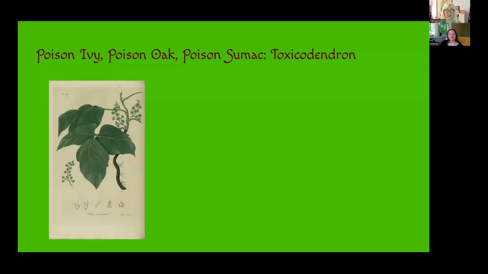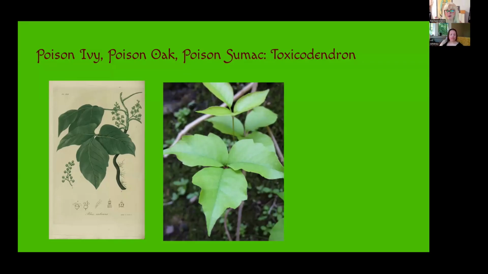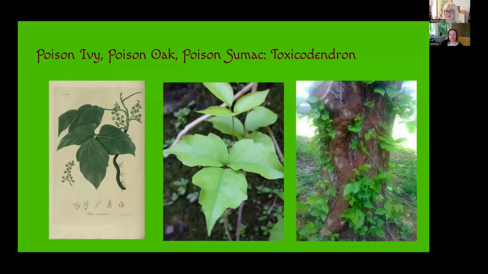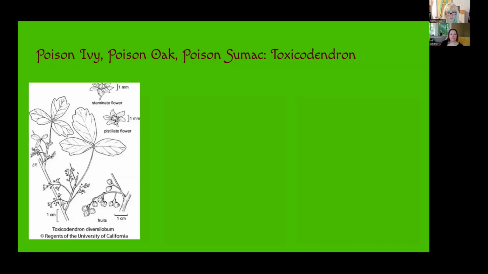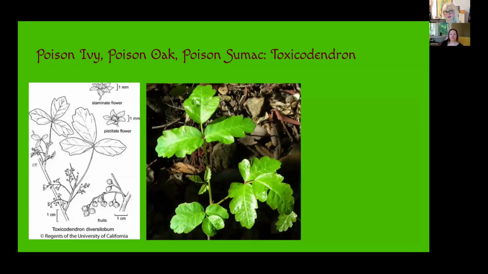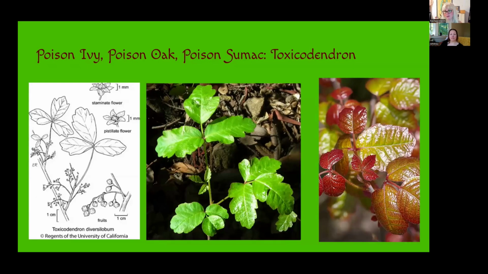Okay, so poison ivy, poison oak, and poison sumac are all part of the Toxicodendron grouping. So we're going to look at them. This is poison ivy, and I've got a couple. This is all poison ivy. So that's what poison ivy looks like. Then we've got poison oak, and that's a poison oak.